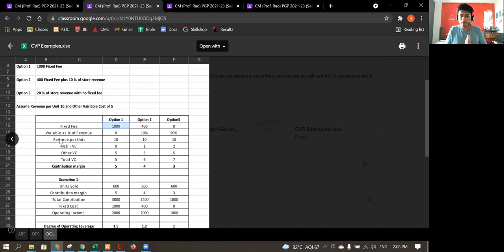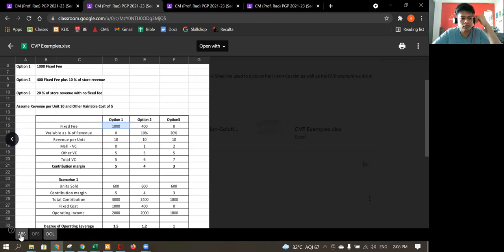So main crux, degree of operating leverage is high if your fixed cost is high, and that leads to higher profit in case your number of units are more. So you use your leverage of operations to earn more profits.